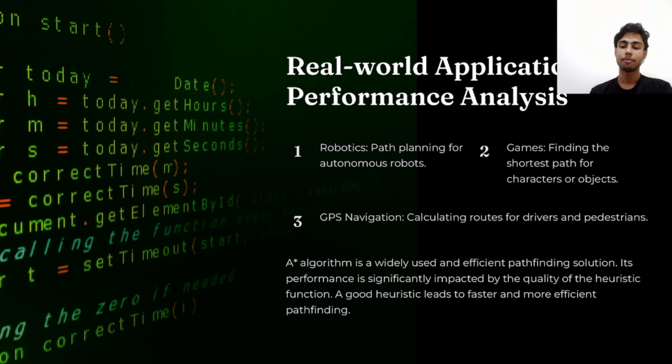So in summary, we covered robotics, video games, navigation systems, the algorithm, and all the formulas of the asterisk algorithm, and how we calculate it.